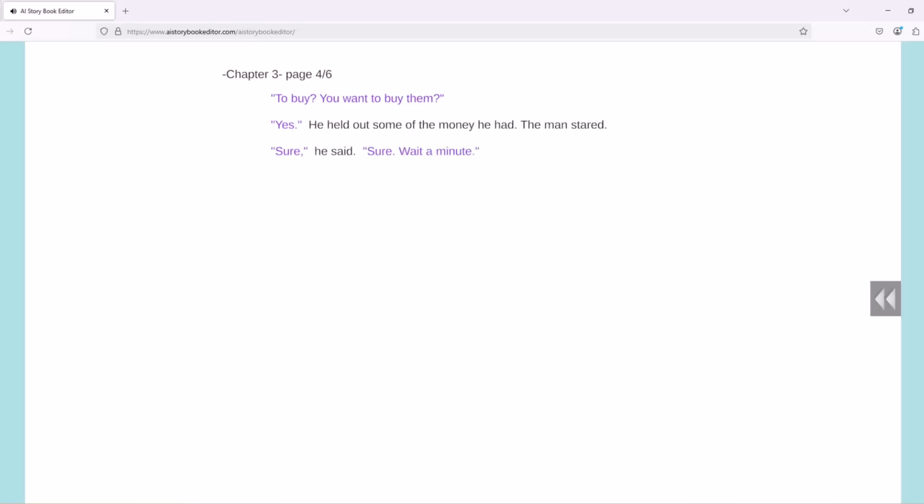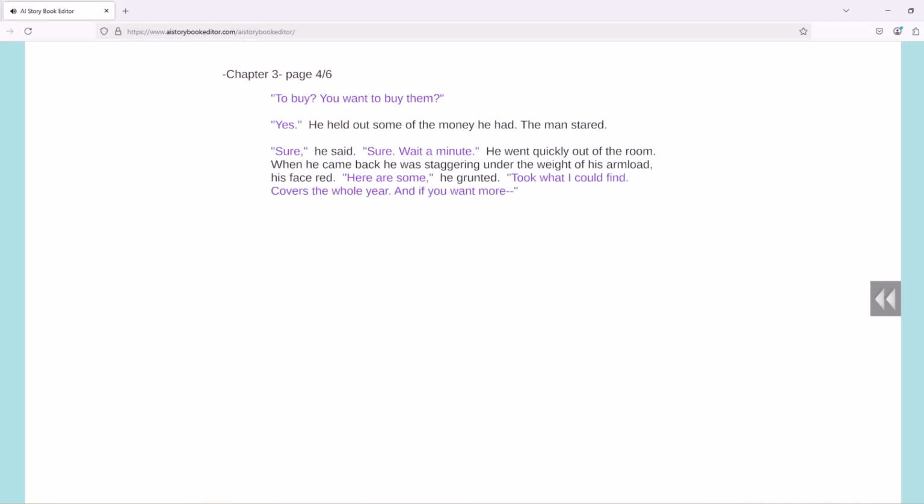"Sure. Wait a minute." He went quickly out of the room. When he came back, he was staggering under the weight of his armload, his face red. "Here are some," he grunted. "Took what I could find. Covers the whole year. And if you want more..." Conger carried the papers outside.